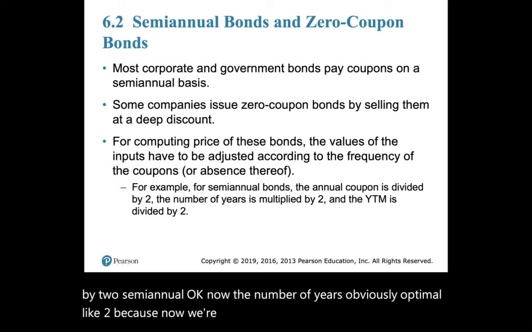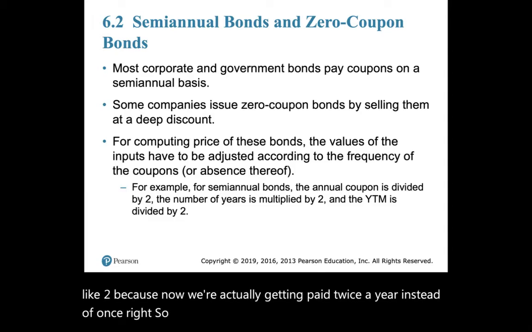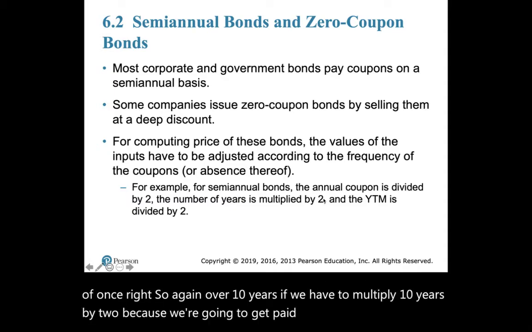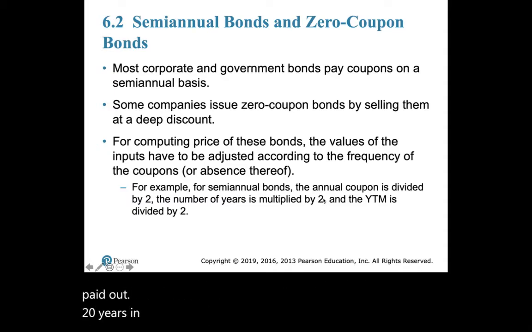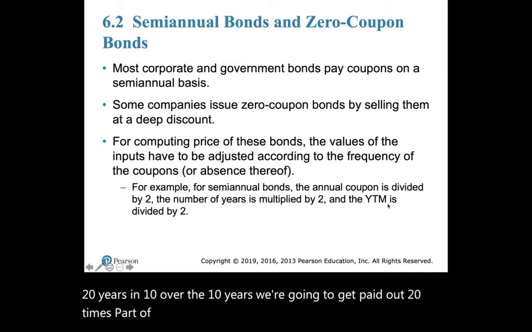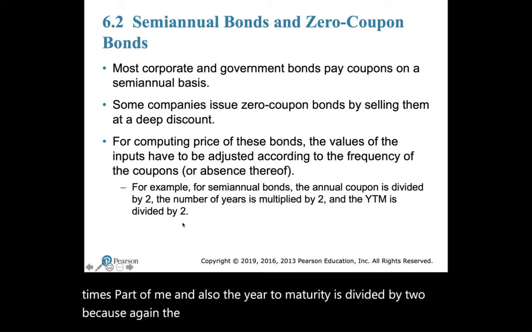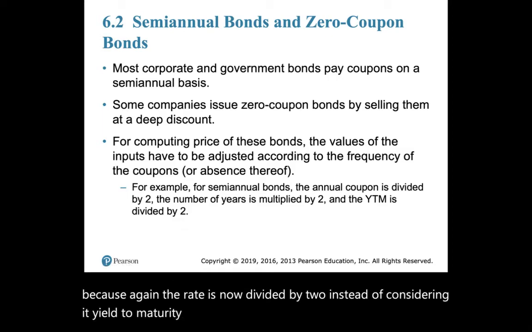Now the number of years has to be multiplied by 2 because we're getting paid twice a year instead of once, right? So over 10 years, we multiply the 10 years by 2, because we're going to get paid out 20 times over the 10 years. And also the yield to maturity is divided by 2, because yield to maturity is typically an annual yield. So we have to make those adjustments.